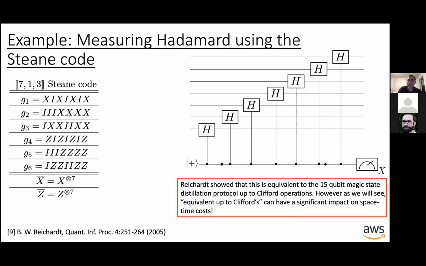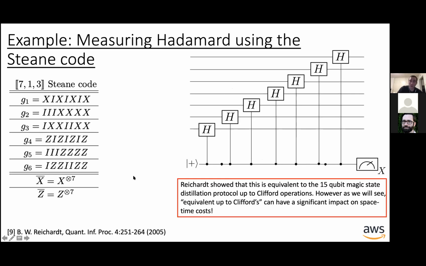But one idea is that you could use the Steane code, which is the smallest version of the color code. And what's nice about color codes in these cases is that the logical Hadamard operator is a transversal Hadamard. So it's just H tensor N for an N qubit color code. So for the Steane code, if you wanted to measure the Hadamard operator, you can just do this sequence of control Hadamard gates, and you'd get this protection from the color code.